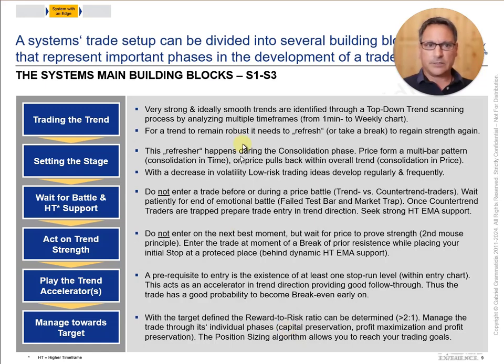All right, so the 3 systems are built around these 6 main building blocks. So what we need is a trend. In order to look for a pattern, we need an established trend. So we're trading the trend. Then we've got the phase of setting the stage. This is basically when the pattern develops, and the pattern needs to develop in a certain way.